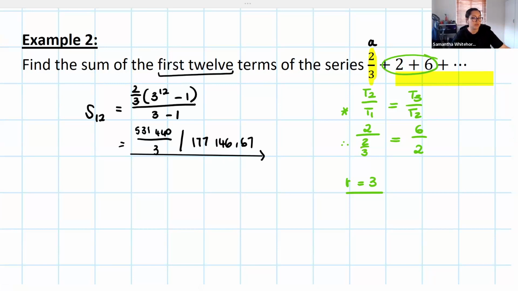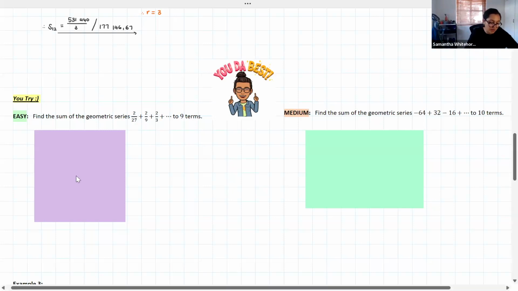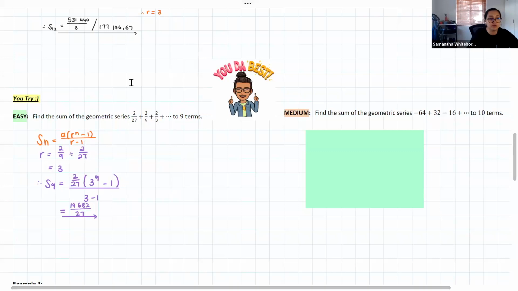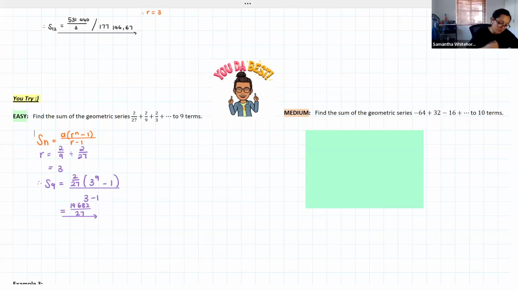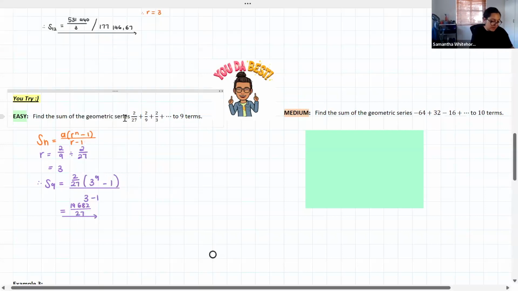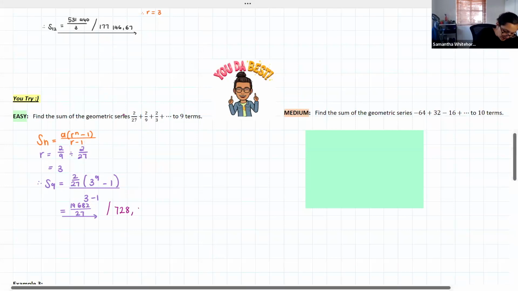All right, so I said I'd let you screenshot the first 2. So I left my answers as fractions in this case, but I will do the decimals just so that you can see. So for the easy question, your R value here was 3. You also had your A value, given to you in the sequence, 2/27. So just be careful of that when you substitute in. And so our answer here was 19,682/27. That as a decimal, which actually makes a little bit more sense, is 728.96. Both of them absolutely fine. Both of them will get you full marks.